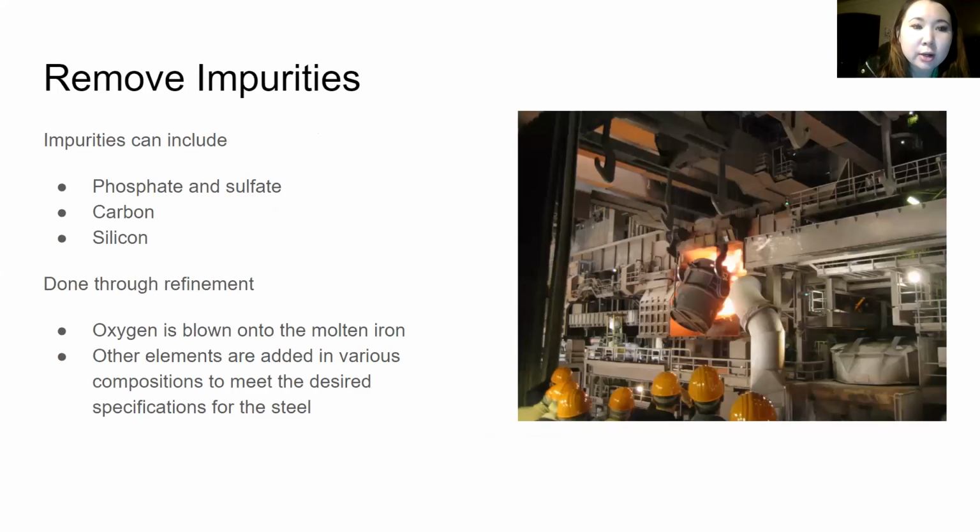Once that's been done, then the impurities need to be removed. Impurities can include, but are not limited to, phosphate and sulfate, excessive carbon, and excessive silicon. This process is called refinement. To do this, oxygen is blown into the molten iron. Other elements are often added in various compositions to meet the desired specifications for the steel.